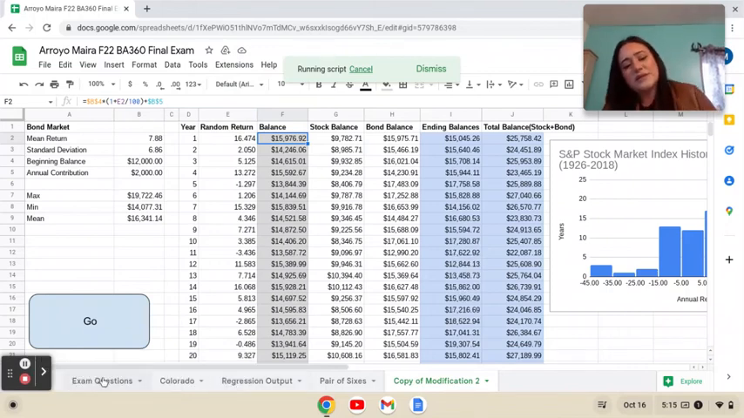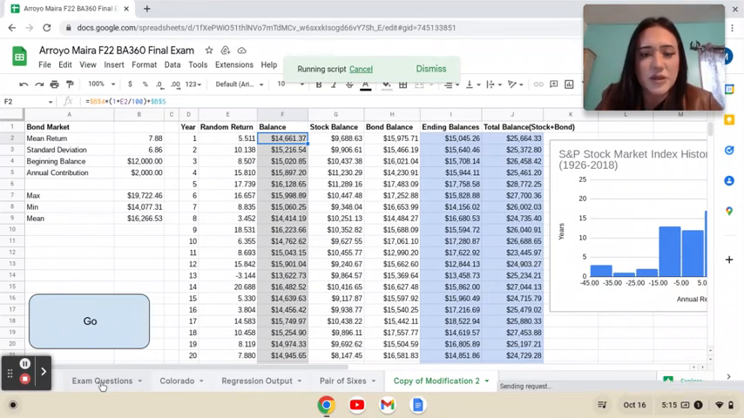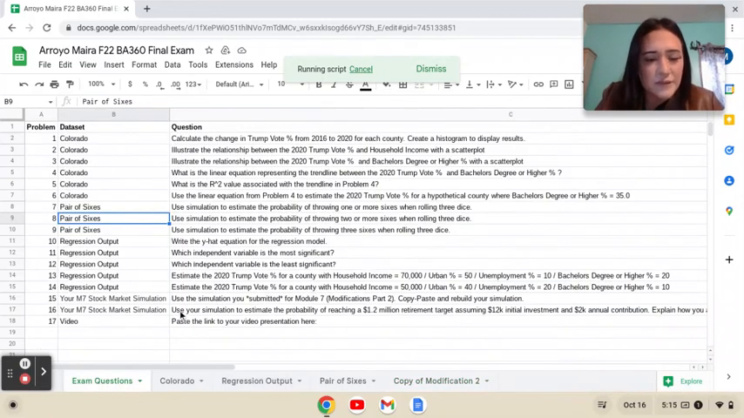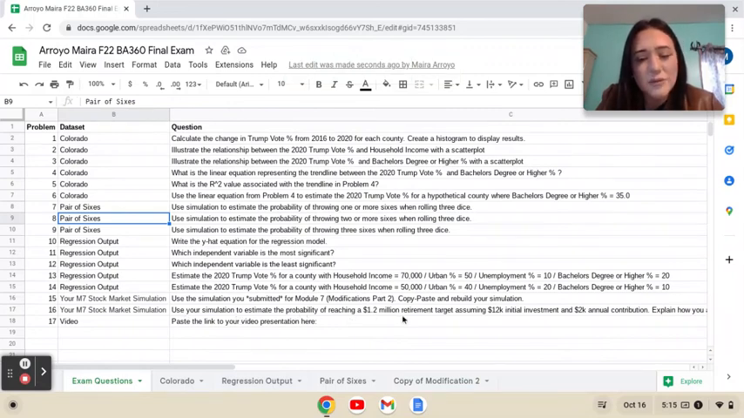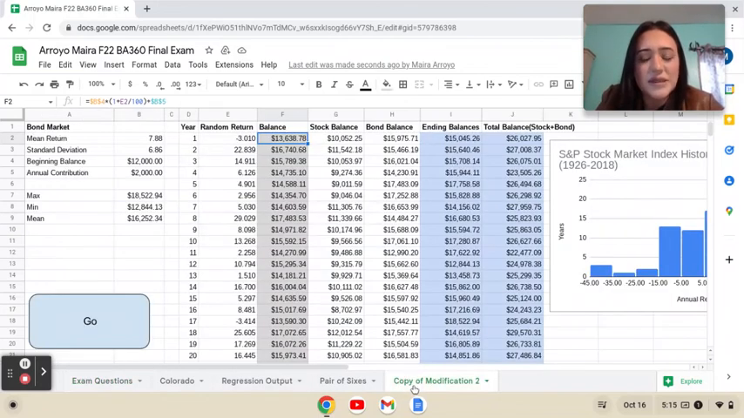For the last question, I'll let that script run. Okay, so for the last one, it said use your simulation to estimate the probability of reaching a 1.2 million retirement target, assuming 12K in initial investment and 2K in annual contribution. Explain how you got to your answer. So this was a little harder for me because I couldn't hit that one point. My numbers here wouldn't change.